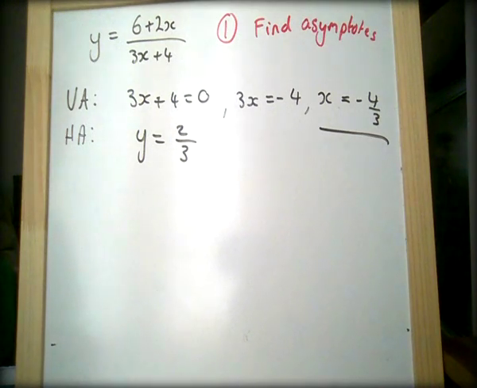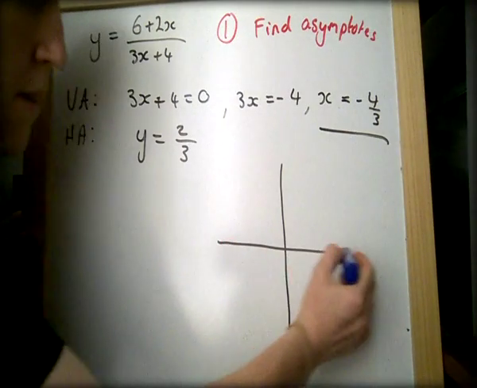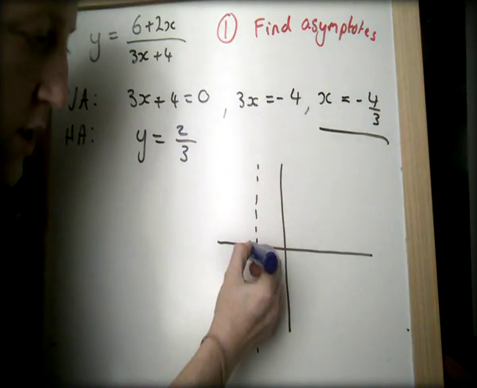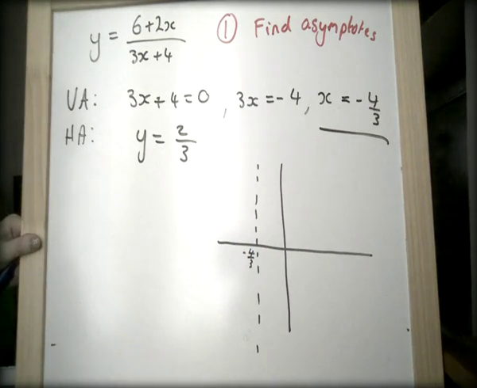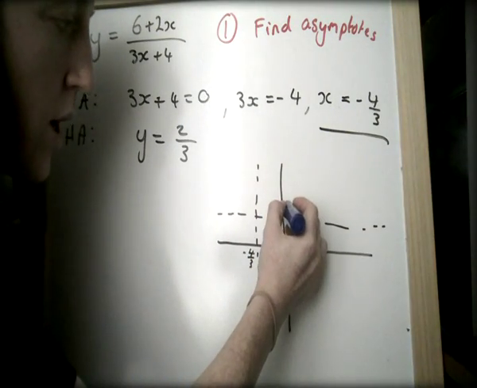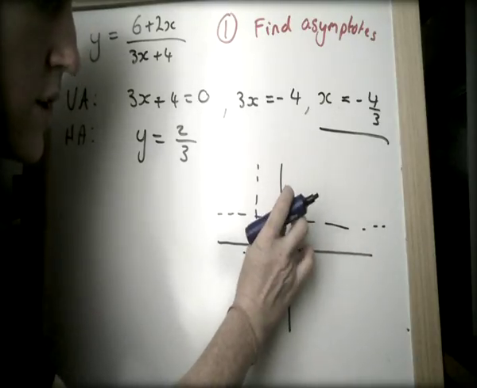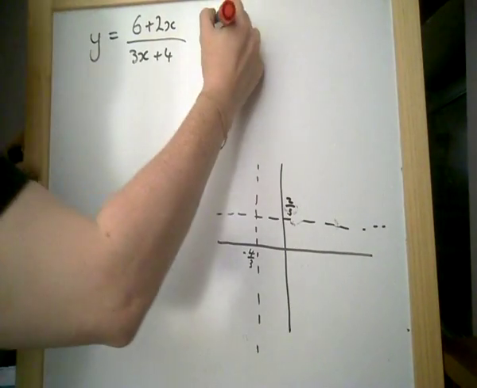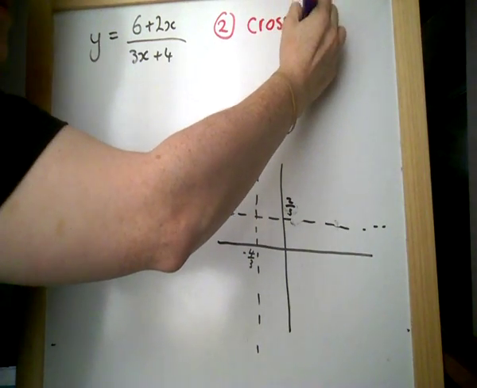Okay, so if we sketch those onto our graph, and it's a sketch, so as long as you label it correctly, approximate positions are fine. So that's x equals minus 4/3, and then we've got y equals 2/3. Make that look dotted. Okay, step 2 in the sketching process is going to be find crossing points.